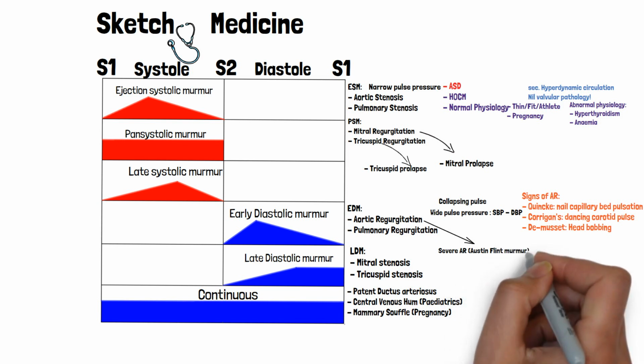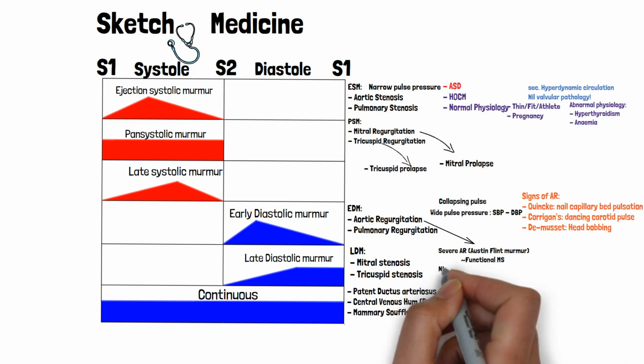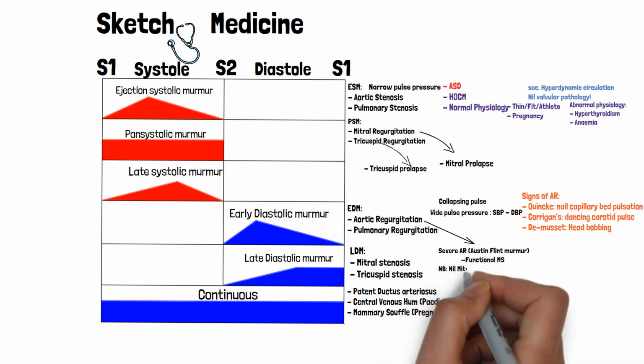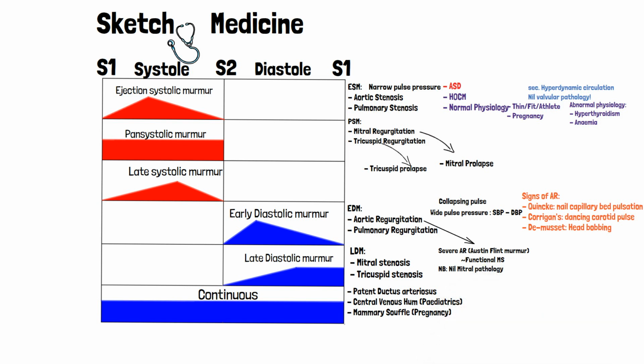In the case of aortic regurgitation, it can become severe aortic regurgitation and elicit an Austin-Flint murmur, which is essentially a functional mitral stenotic murmur. There isn't any mitral valvular pathology, but it begins to demonstrate a sound similar to mitral stenosis and falls under and exhibits that late diastolic type of murmur.